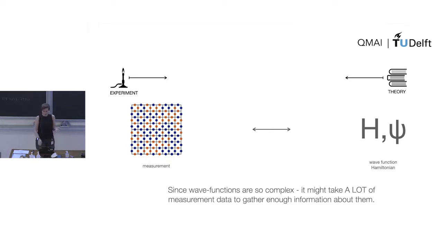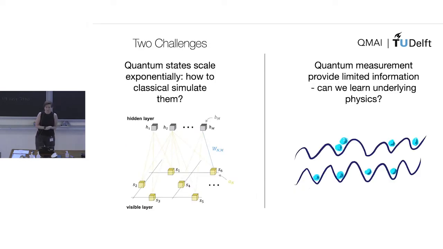And because these wave functions are so complex, we need to collect huge amounts of measurements. So this is sort of two sides of the coin. As a theorist, I want to diagonalize my models that scale in size with the number of particles so much that I cannot do it exactly. And that's going to be the first example that I want to explain.